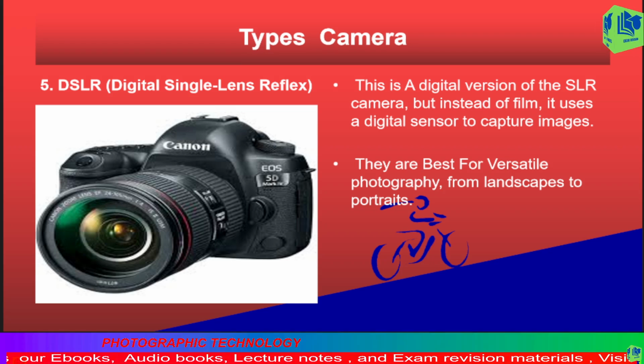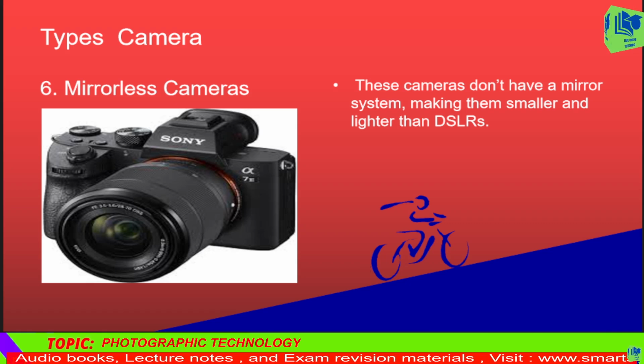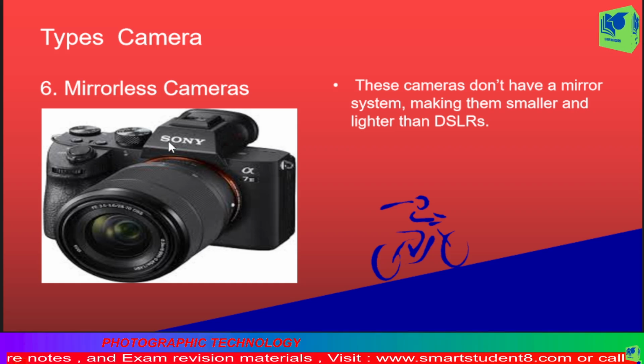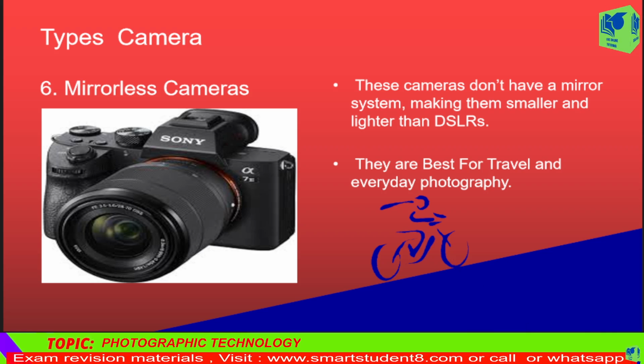6. Mirrorless cameras. These cameras don't have a mirror system, making them smaller and lighter than DSLRs. An example of this camera type is the Sony Alpha A7 III. They are best for travel and everyday photography.